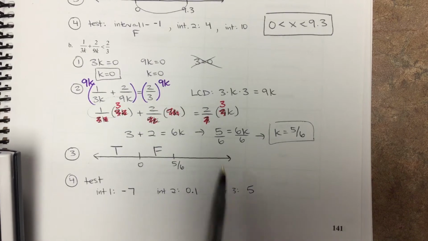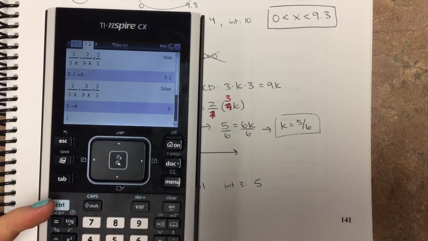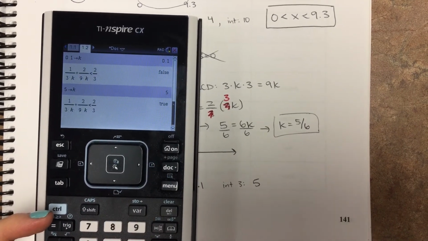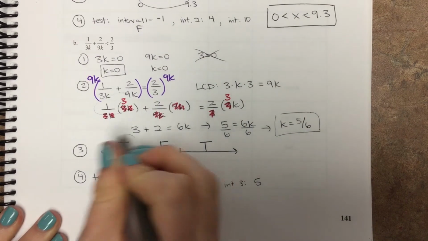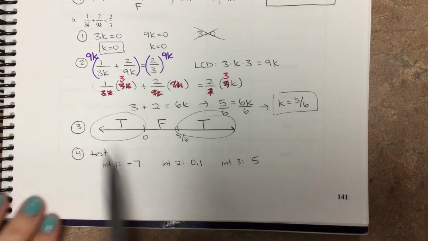And finally I chose 5 for this third interval right here. So 5, store that in as k, and I will copy, paste, and I get a true. Okay, so this region over here turns out to be true. So for your final answer, we actually have 2 different regions here. Okay, so 2 different regions. This one's anything smaller than 0.